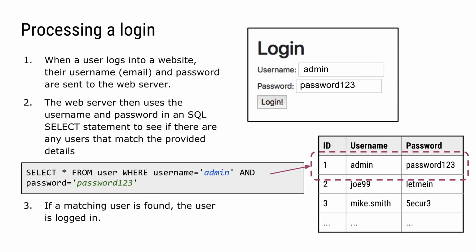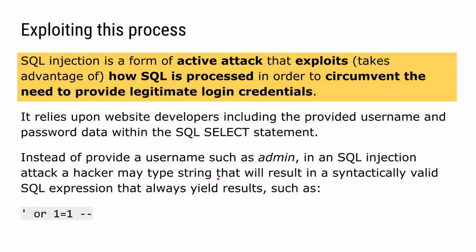So it relies upon the fact that web developers are going to take the username and password they've been given and pop them into the SQL statement in these places. And it works by, instead of providing a username such as admin, in an SQL injection attack, a hacker might type in a string that results in a syntactically valid SQL expression that always returns some sort of result. An example of that is closing quotes, or 1 equals 1, hyphen hyphen. And I'll explain why that works.